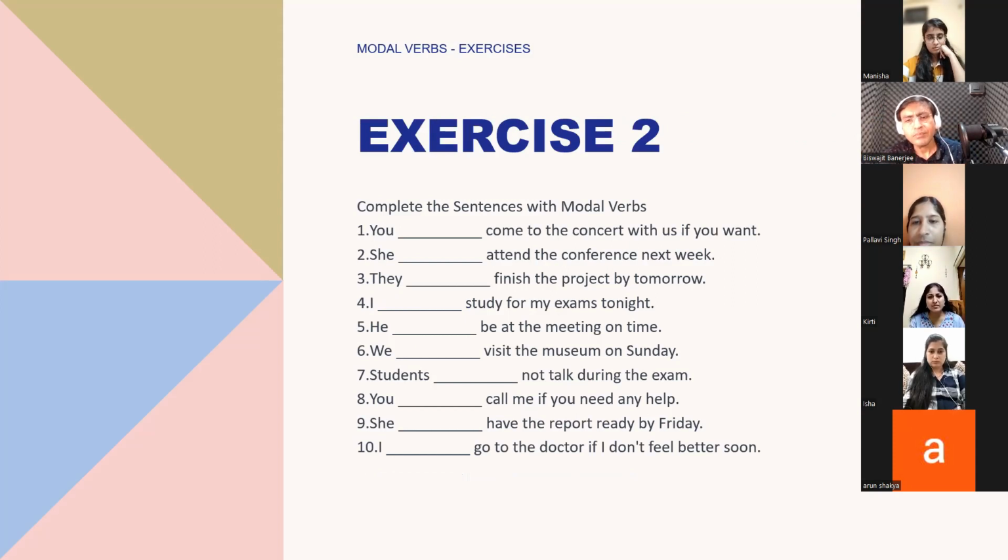Seema. Now complete the sentences with modal verbs. You dash come to the concert with us if you want. You may come to the concert with us, or you can come to the concert with us if you want. Spot on. You could come to the concert with us if you want. You might come to the concert with us if you want. All will do. All right.